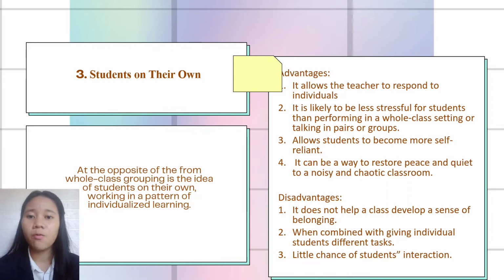And the second, when combined with giving individual students different tasks, it means that a great deal more talk and material preparation than whole class teaching is involved. When we work with individual students as a tutor or resource, it takes much more time than interacting with the whole class. And last, there is little chance of student interaction.